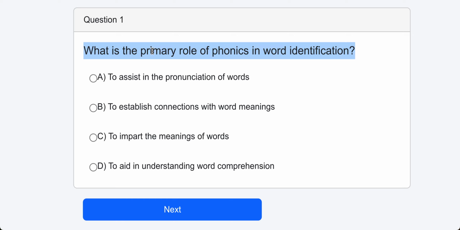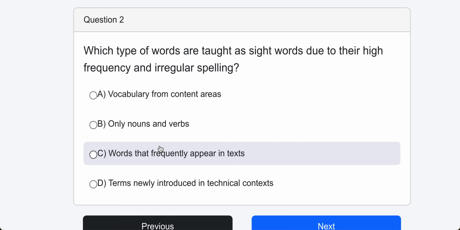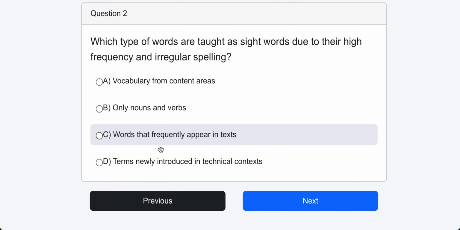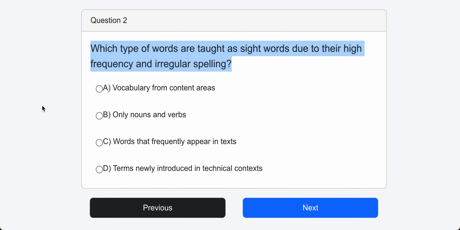All right, primary role of phonics in word identification. Remember that phonics helps children learn the correct pronunciation of words by associating sounds with symbols. So here we're going to select answer option A, to assist the pronunciation of words. Moving on to question number 2. This one reads, which type of words are taught as sight words due to their high frequency and irregular spelling? What are those called? Again, pause the video if need be. Read answer options A through D. Select the best one, and we'll talk about it together.